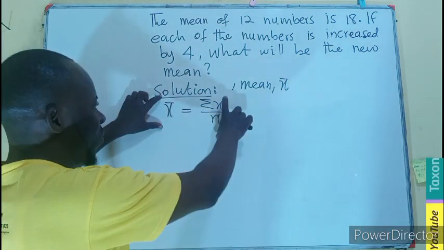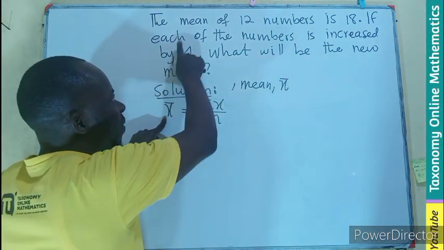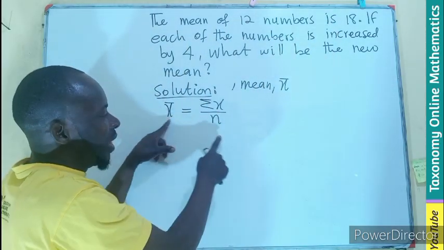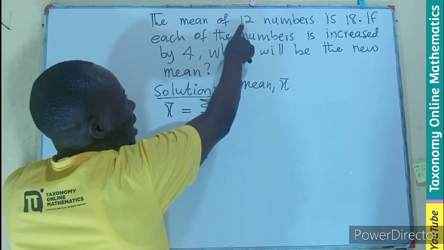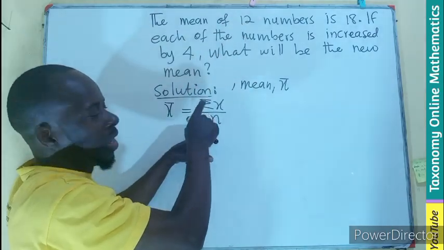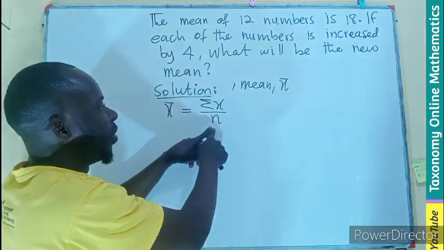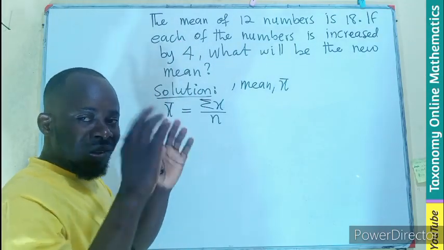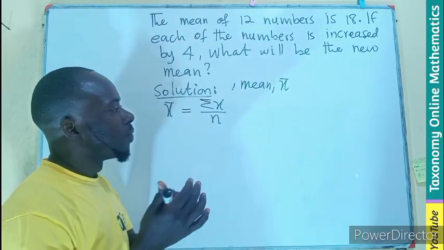Now, in this equation, the mean has been given. The mean is 18. The n, the number of numbers, has been given. The only thing we need is the total, the sum of all those numbers. If you sum all the numbers, what will it be?